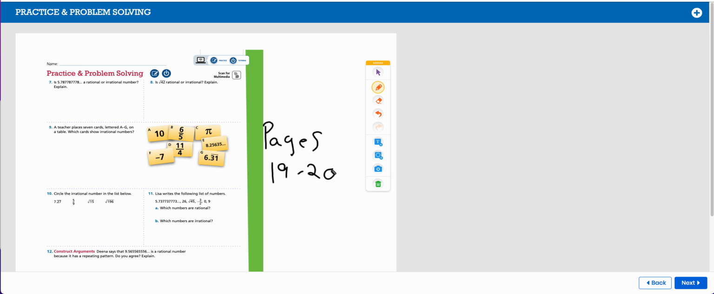Pages 19 and 20. That's our assignment. When's it due? Tomorrow. How much time do you spend on homework at home? 30 minutes. 30 minutes max on homework at home, okay? And then if you don't get done, bring it in. We'll take questions tomorrow to start class.